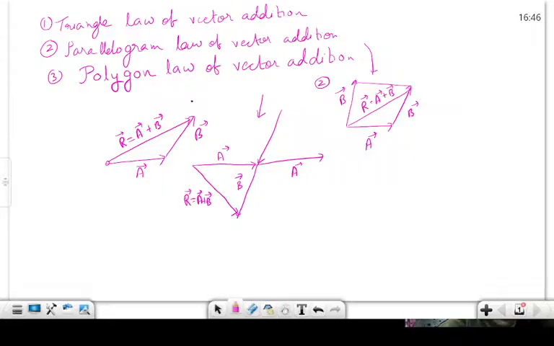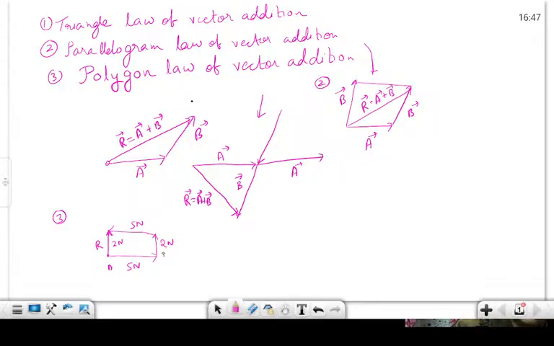And this is the triangle law of vector addition. And the third one is what we call the polygon law of vector addition. Suppose there are three or more vectors. Suppose there is a vector here, 5 Newton, there is a vector here, 2 Newton, there is a vector here, 5 Newton, and the resultant will be from the initial point of the first vector to the final point of the last vector. This is the resultant vector, right?